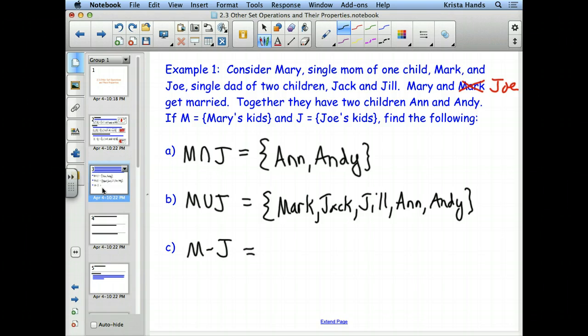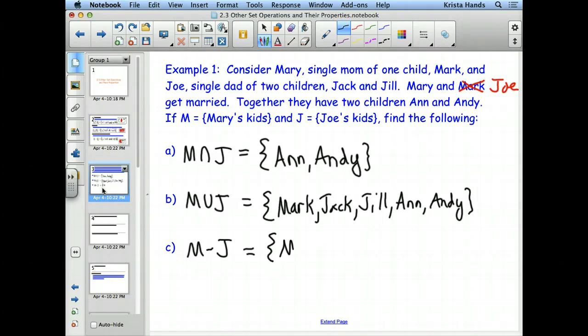And then what is this describing? M minus J. What in the world does that describe? It describes Mark. So specifically in words, what is it describing? Only Mary's child. Yeah, so this would be Mary's child, not with Joe, right? Mary's children before Joe. Okay, so this would be Mark in this case.